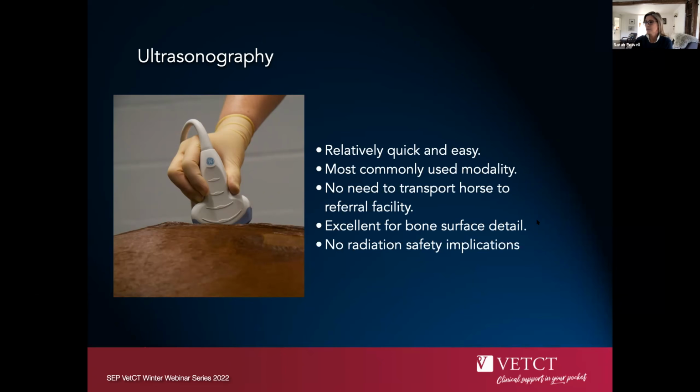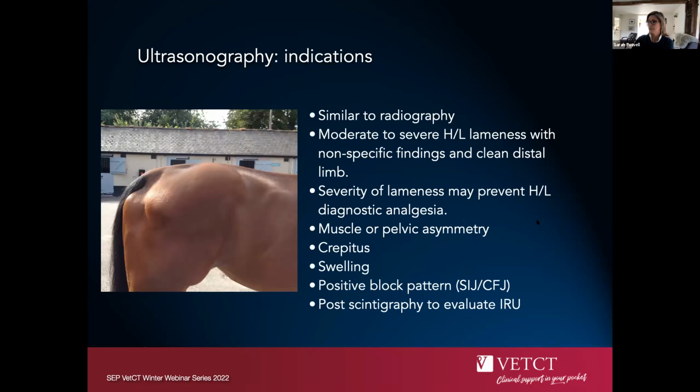So excellent for surface detail of the bone, and obviously there's no radiation safety implications, which is not the same for the other modalities that we've been speaking about. Indications are similar to the other things, so moderate to severe hind limb lameness. Again, you might not be able to block these horses, so you might go straight to ultrasound if the horse is very lame. You might see muscle asymmetry, crepitus, swelling, or in a more general sports horse workup, if you have a positive block to the lumbosacral or sacroiliac joint region, then you may go straight to ultrasound at that point.